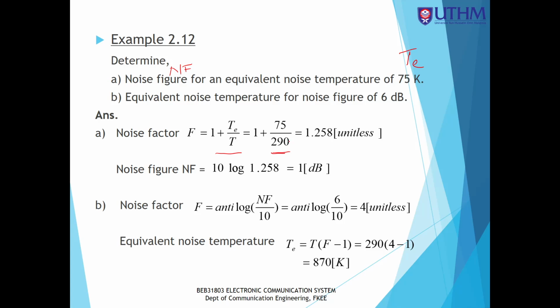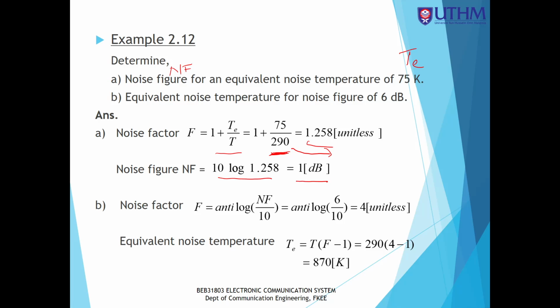Tiba-tiba datang 290. So remember dalam you punya syllabus by default dia punya suhu bilik adalah 290 Kelvin. Okay, kelas, I repeat again, if T is not given in the exam question, you boleh tanya berapa nilai environmental temperature? Boleh tanya. Okay. So kita menggunakan by default adalah 290 darjah Kelvin. So therefore you get F equal to 1.258. And then from here noise figure adalah 10 log F, so you get 1 dB.